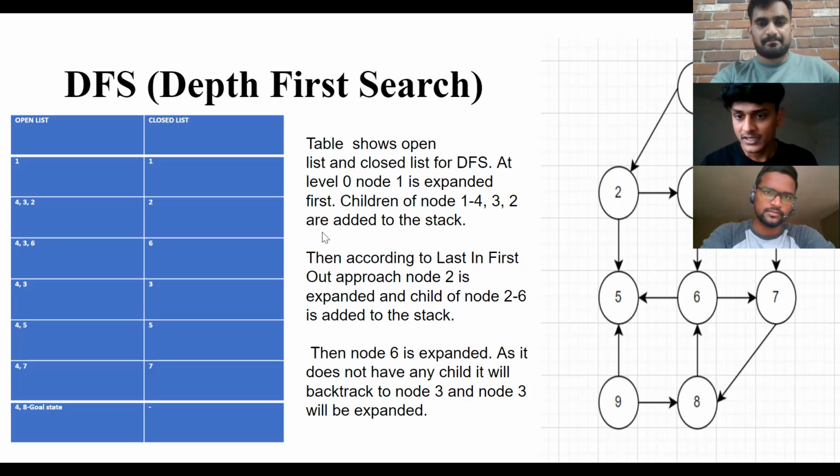8 is the goal state for DFS for this example, and we have 1, 2, 6, 3, 5, 7, 8 as the path to the goal state.